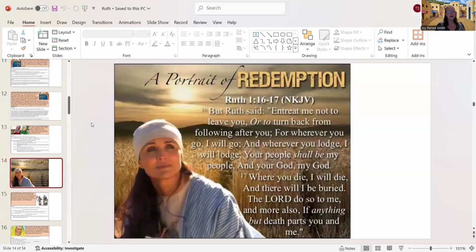Then we come to the key scripture of Ruth, used often in marriages. Ruth 1:16-17. But Ruth said, Entreat me not to leave you or to turn back from following after you. For wherever you go, I will go. Wherever you lodge, I will lodge. Your people shall be my people, and your God my God. Where you die, I will die, and there I will be buried. The Lord do so to me and more also, if anything but death parts you and me. That is a true commitment.